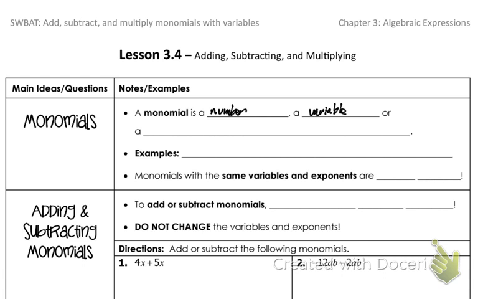Like it could just be x, or it could just be a. Like I said, it could be a number. It could be 1, 2, 3, 4. Or it could be kind of a combination of those. Remember we had like 2x? That's a variable and a number kind of combined. So it could be a product of a number and a variable.